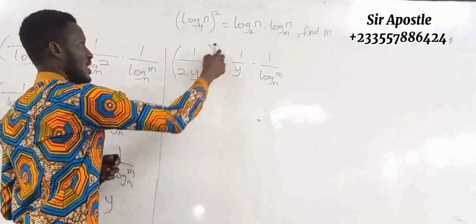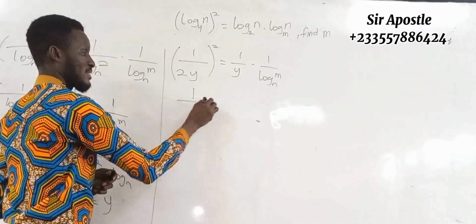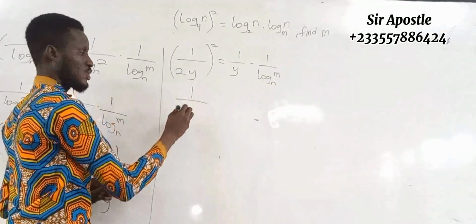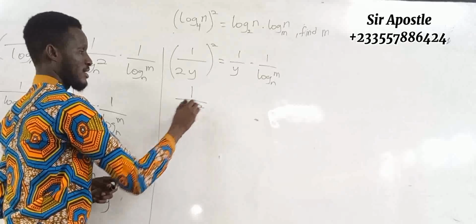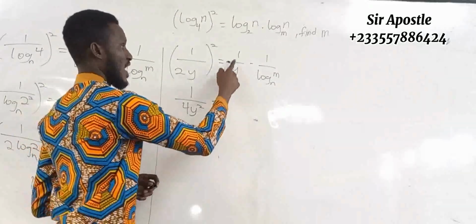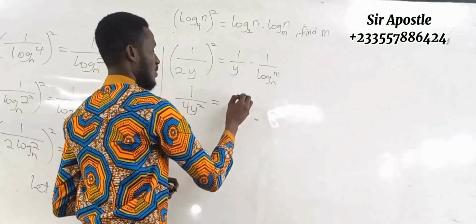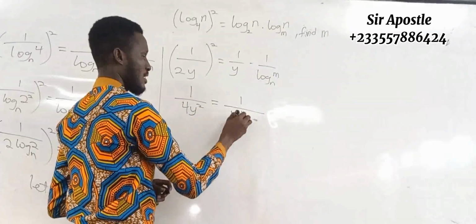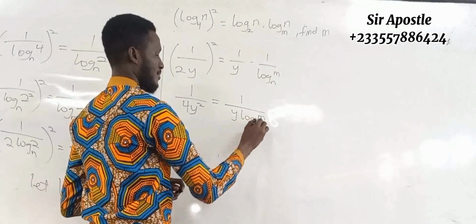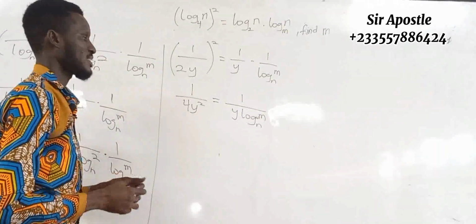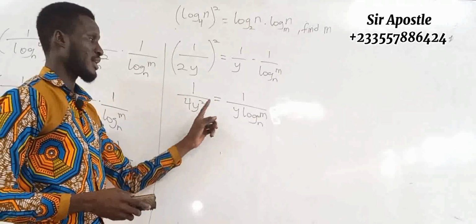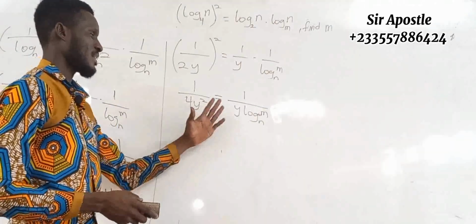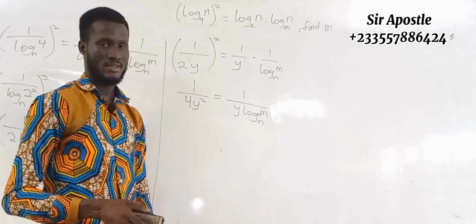So it means that the square affects the 1. 1 squared is 1, divided by the square affects the 2y, which will give us 4y squared equal to, now we can multiply this and this. 1 times 1 will give us 1. y times log m base n will give us y log m base n. Now at this point, if I have 1 over 4y squared equal to 1 over y log m base n, it means that 4y squared is the same as y log m base n.